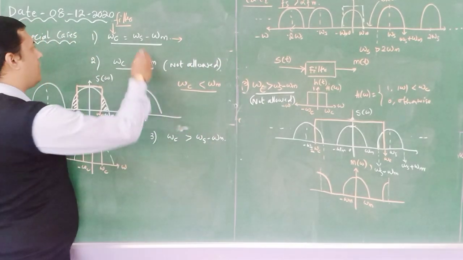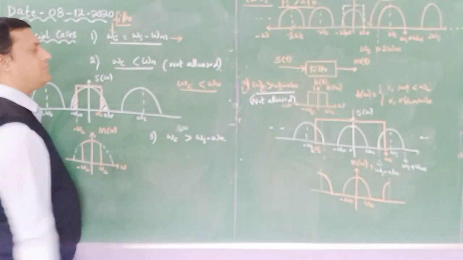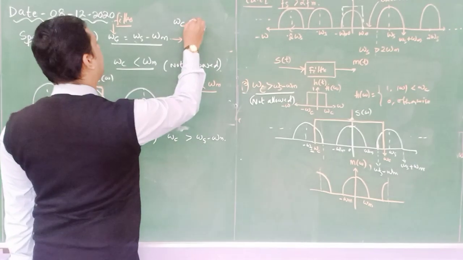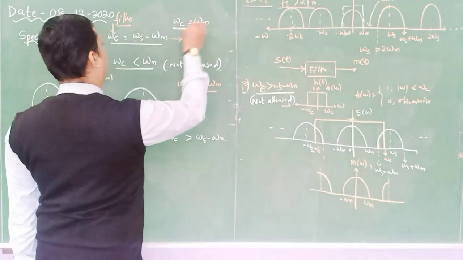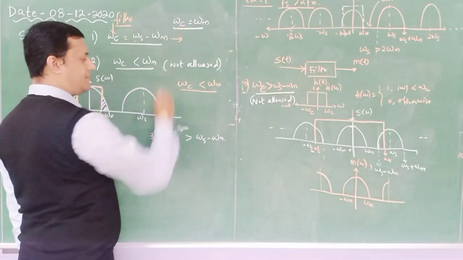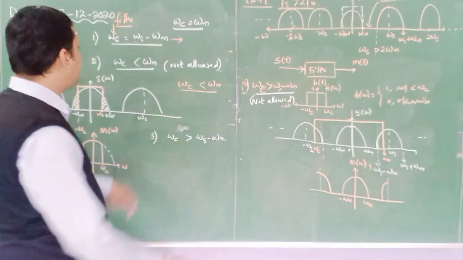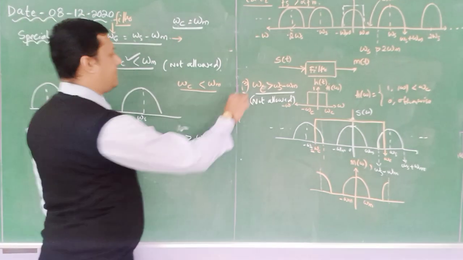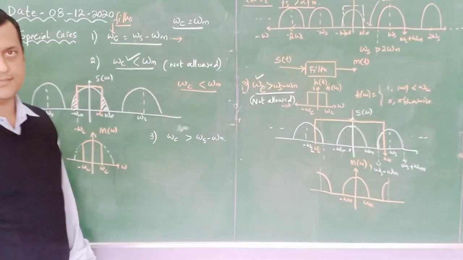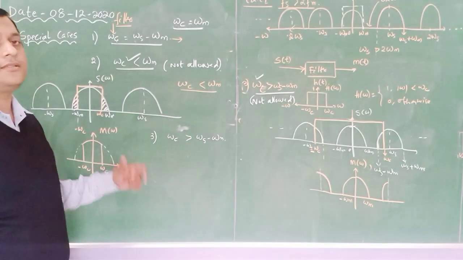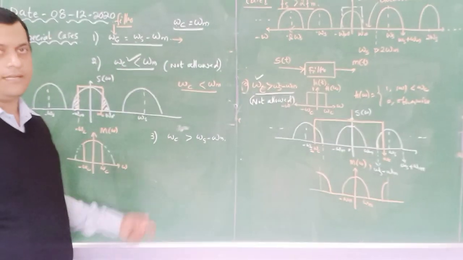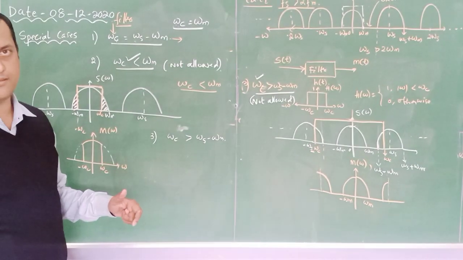Maximum we can go for this case. Omega c is equal to omega s minus omega n, and one more, omega c is equal to omega n. So we need to design our filter with respect to these two cases. If you design your filter with respect to the second and third case, then definitely we are going to lose our message signal. We cannot recover the original message component from the sampled signal received at the receiver end.